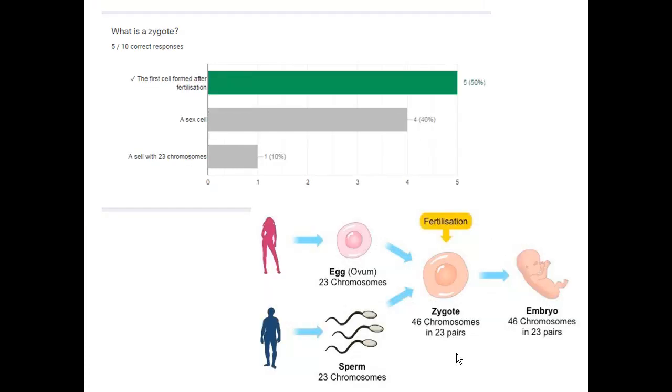The next one is about the zygote. The zygote is the first somatic cell formed after fertilization. I mean after the two sex cells, the sperm and the egg cell, join together.